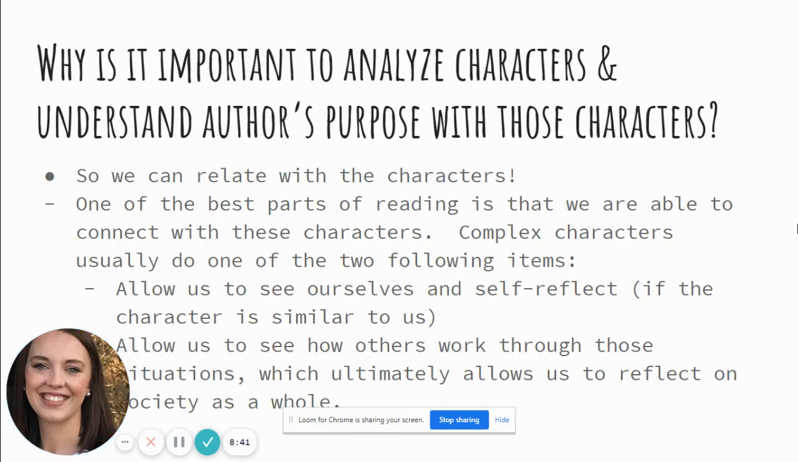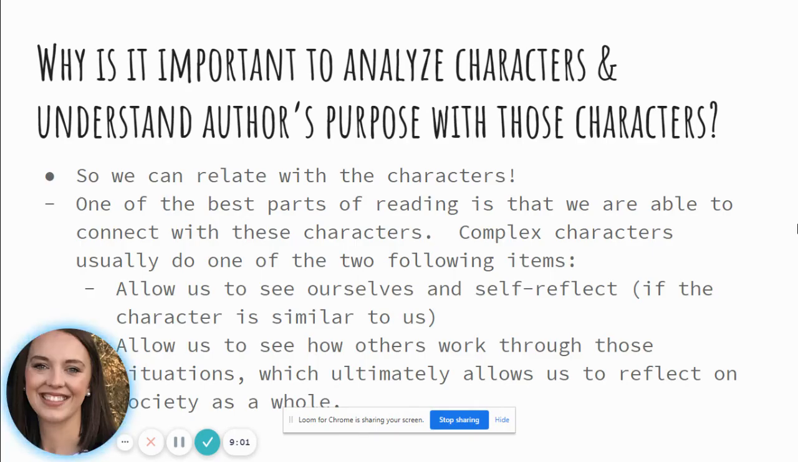So it allows us to see ourselves and self-reflect if the character is similar to us. So maybe there's a character in a text that you see that is similar to you. You can self-reflect with that. Would you respond to some of the things that they're going through the same way they are? Would you not? Why or why not?